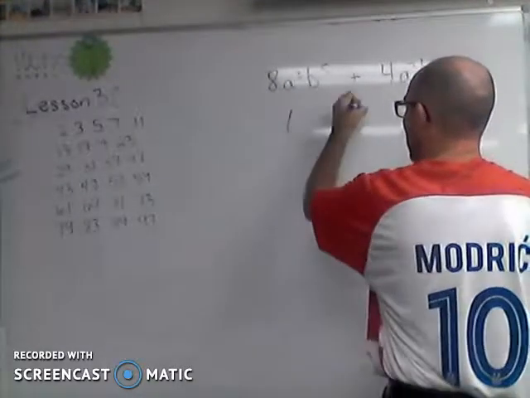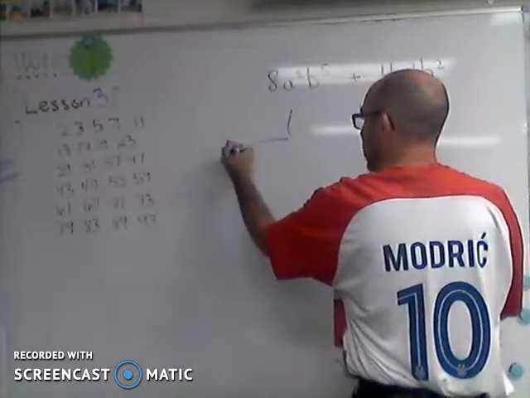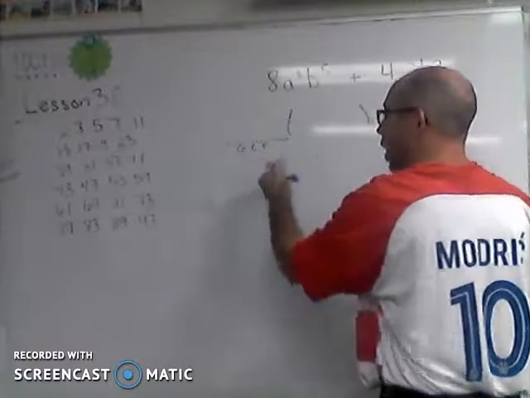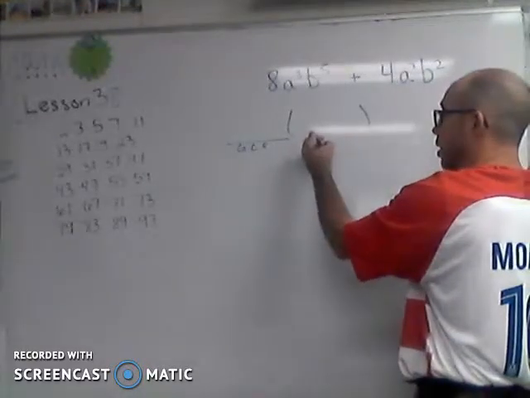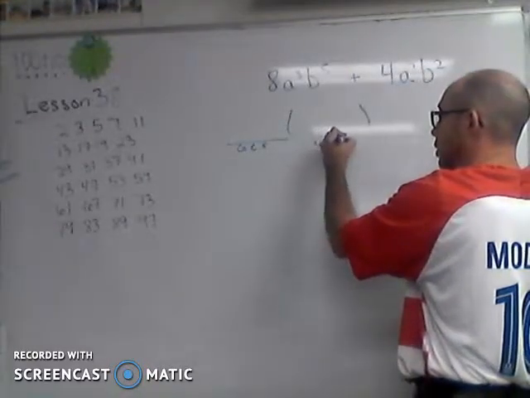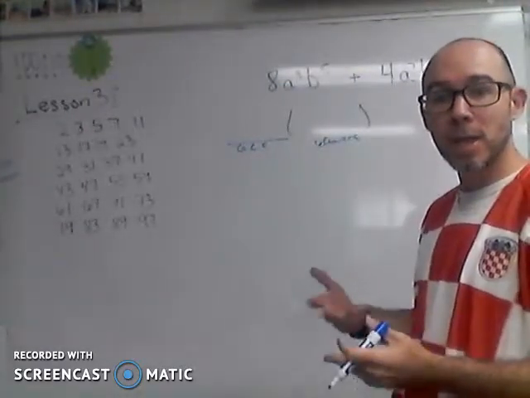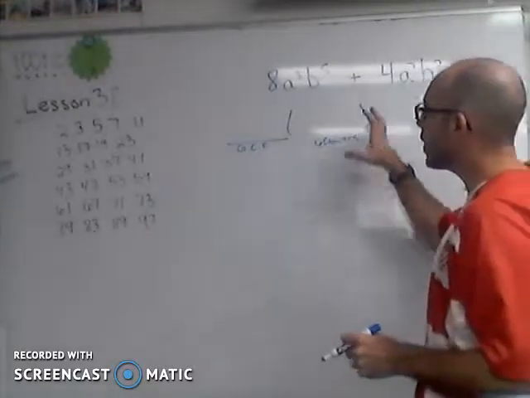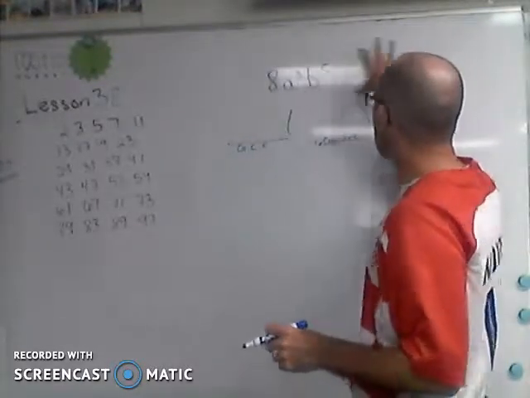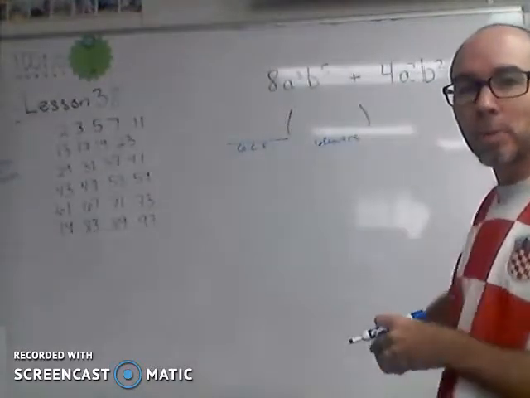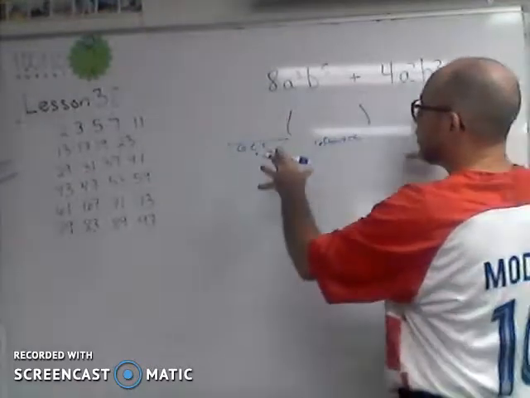And we would like to write that as the greatest common factor out here, and then the leftovers in here. Right? This is sort of a simplification. So we need to find everything that both of these terms are divisible by. And we can do that by breaking it down.